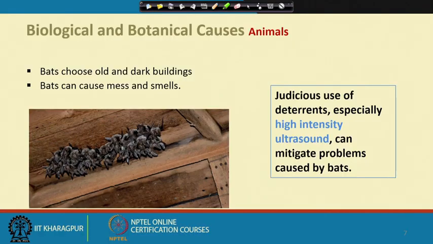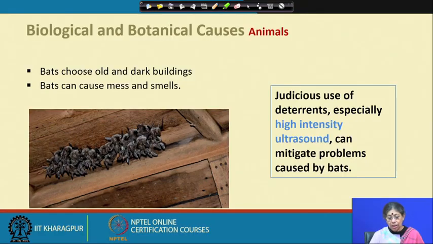So, what is the remedial measure? Especially judicious use of deterrents, especially high intensity ultrasound, can mitigate problems caused by bats. There is research being done on what sort of intensity can be used. Earlier there were electrocution or spikes, and these are not allowed nowadays, so one has to take a measure which does not cause further damage to these animals or birds of different types, but also can take care of the historic fabric.